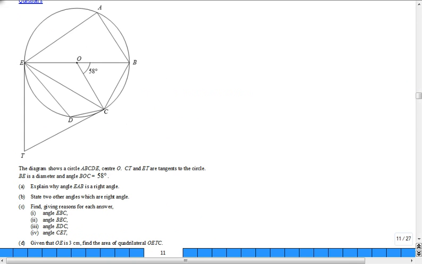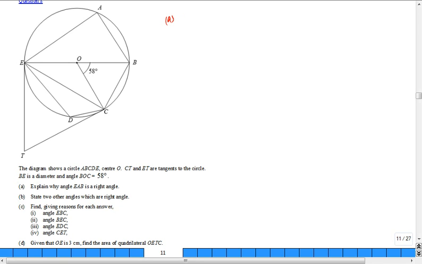A. How did you explain that EAB is a right angle? Yes, we are using angles in a semicircle. So to explain why EAB is a right angle, we hope was it given in your answer key? Yeah, it is already given in your answer key, so I'm not going to write it out.